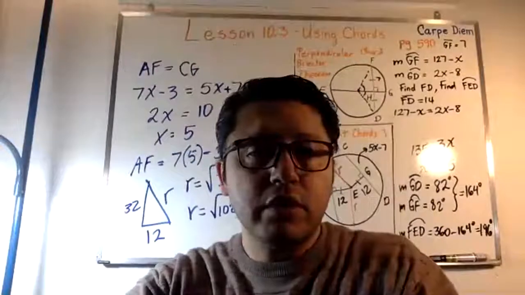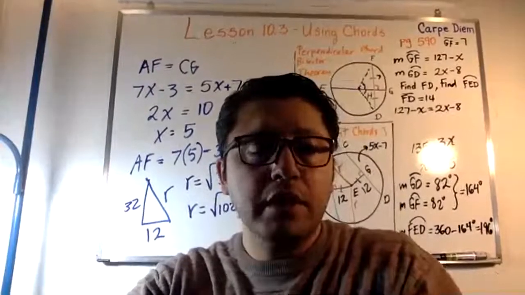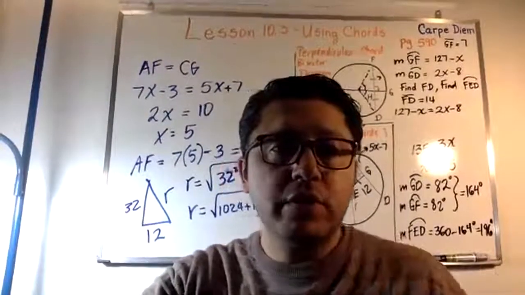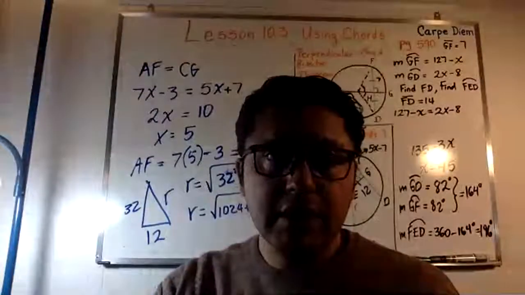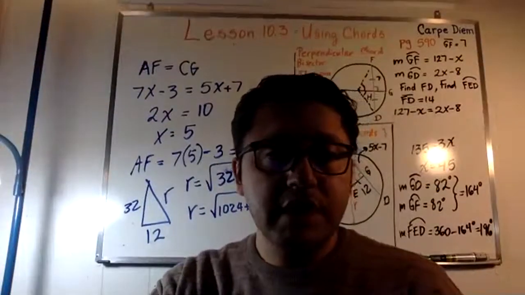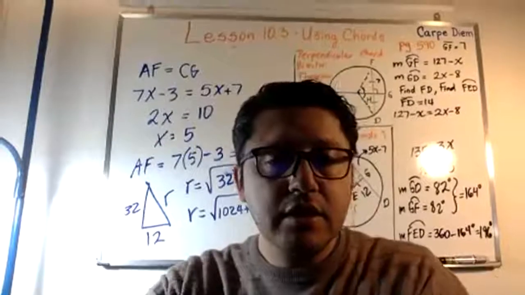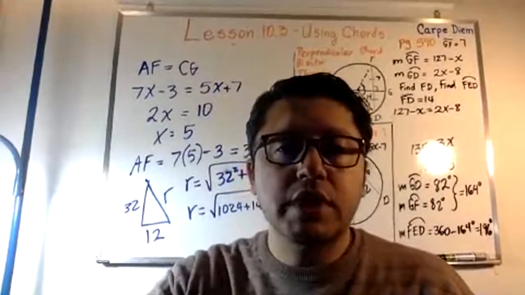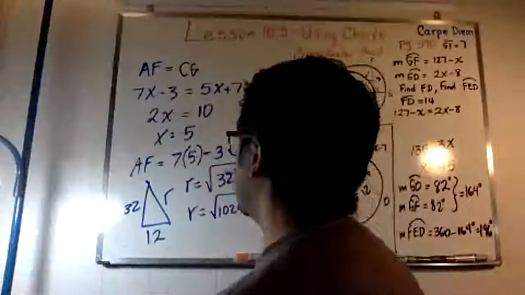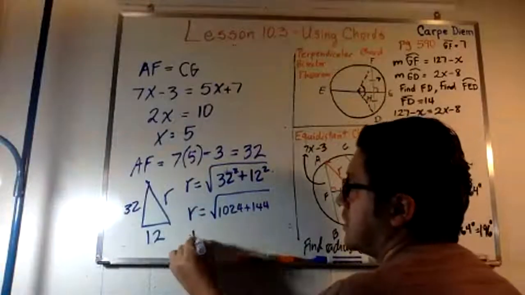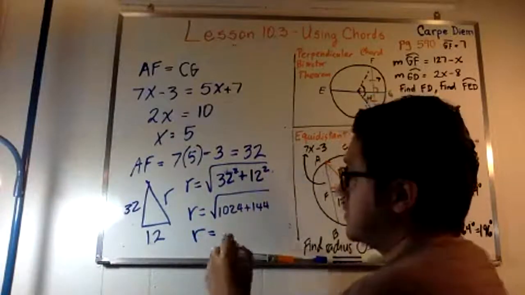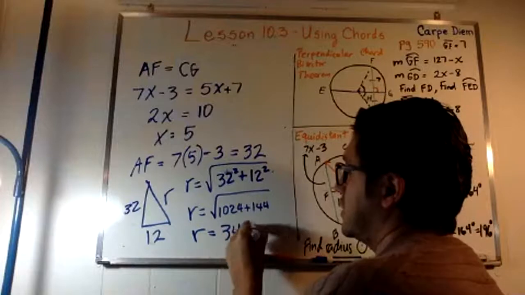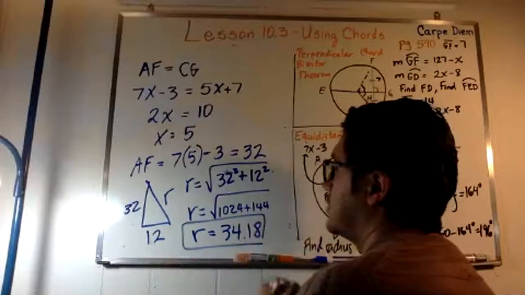So 1024 plus 144 is 1168, and, right, we got 34.17. So R is 34.18. Okay, and we're good.